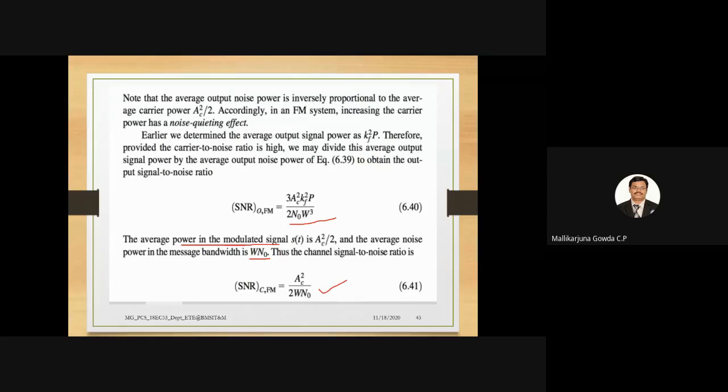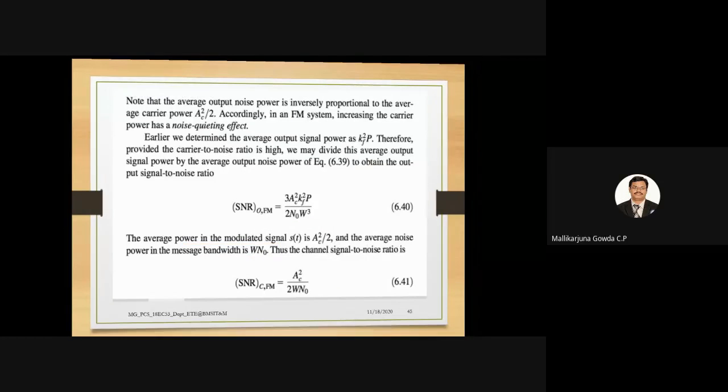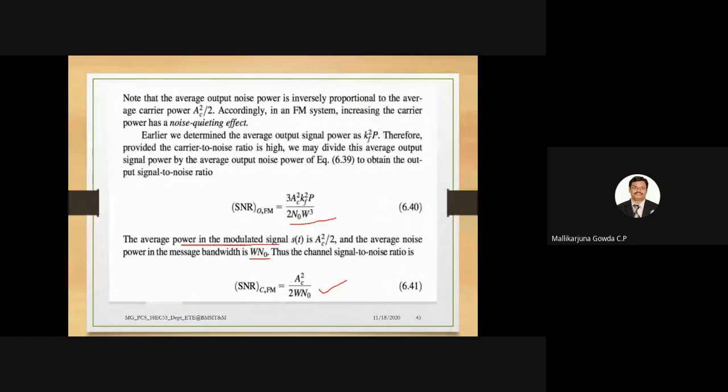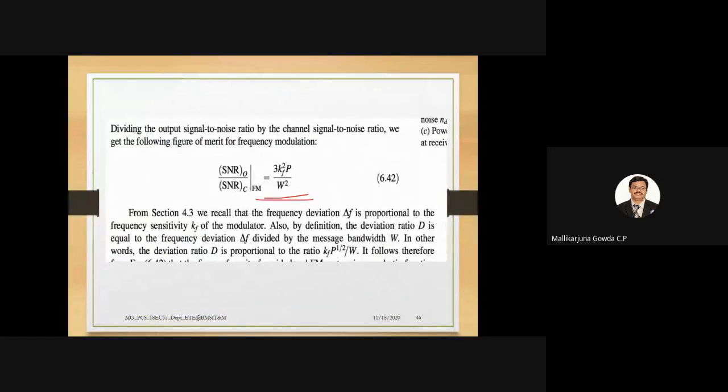Then the ratio of these two will give you the expression for the figure of merit. Equation 6.4 divided by 6.41 will give you the expression for the figure of merit, which is done here. So this is the expression for the figure of merit. You just cancel the common terms, and then you will be able to see this equation: 3 K_f squared P by W squared. I will stop with this. Let me continue in the next class.